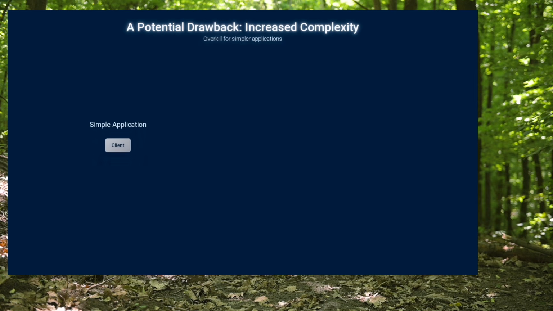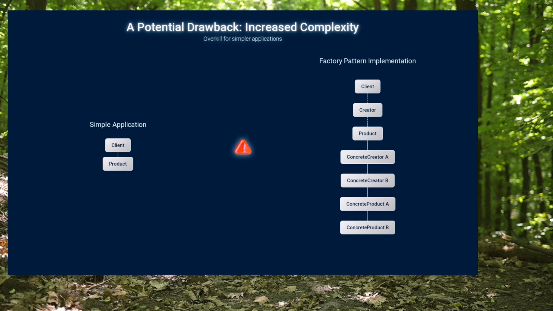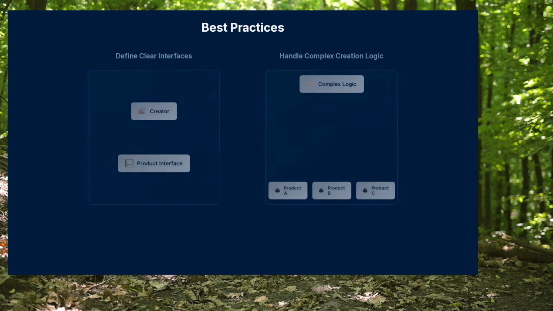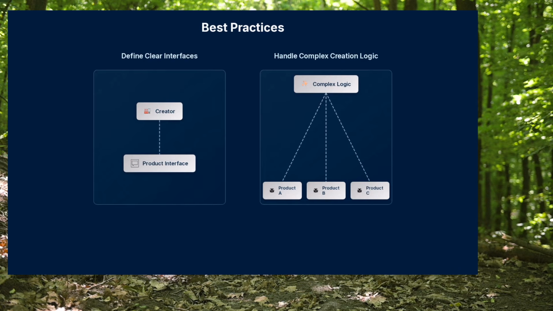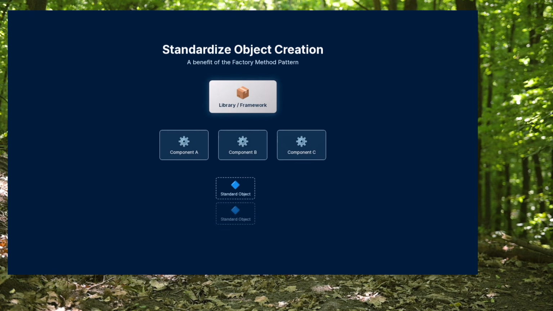A potential drawback is increased complexity, as it introduces more classes and can be overkill for simpler applications. Best practices include defining clear interfaces for the product and creator, and using the pattern for multiple concrete products or complex creation logic. It's also beneficial when a library or framework needs to standardize object types its components create. Mastering the factory method pattern can significantly improve your software's design and maintainability.